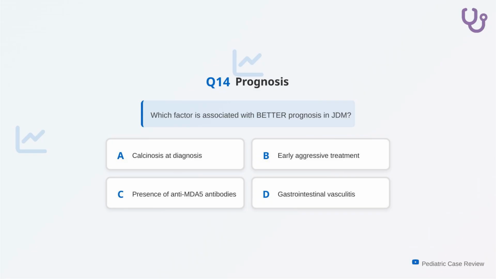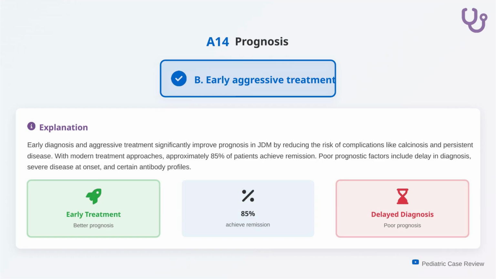Which factor is associated with better prognosis in juvenile dermatomyositis? A. Calcinosis at diagnosis. B. Early aggressive treatment. C. Presence of anti-MDA5 antibodies. D. Gastrointestinal vasculitis. The correct answer is B.